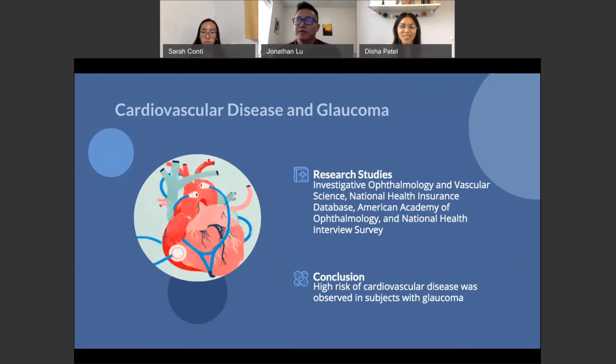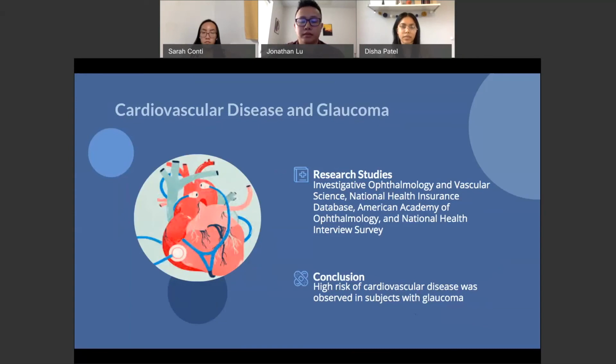High risk of cardiovascular disease was observed in subjects with glaucoma through various research studies by Investigative Ophthalmology and Visual Science, National Health Insurance Database, American Academy of Ophthalmology, and National Health Interview Survey. There is thought to be a positive interaction between impaired autoregulatory capacity of glaucoma eyes and arterial stiffness of cardiovascular diseases. Additionally, glaucoma may result in the development of abnormal blood vessels and insufficient circulation, which may be attributed to signs of vascular disease. Therefore, it is important that special attention and efforts are given to prevent cerebrovascular diseases in glaucoma patients if necessary.